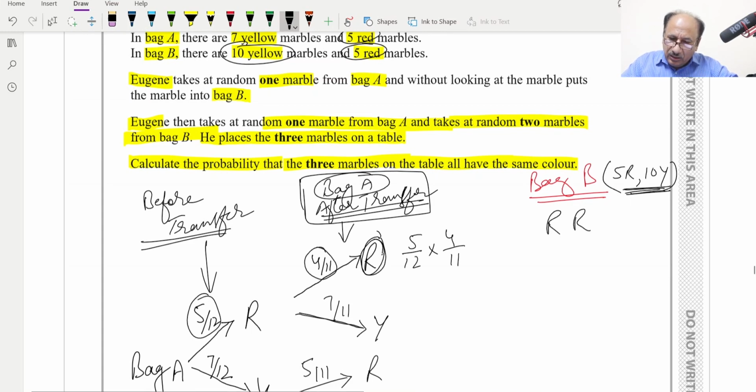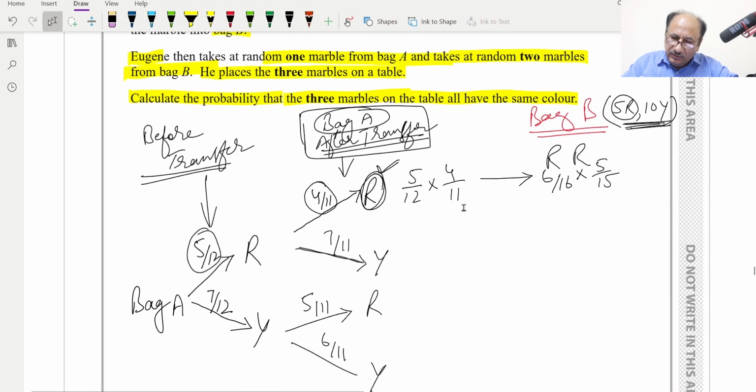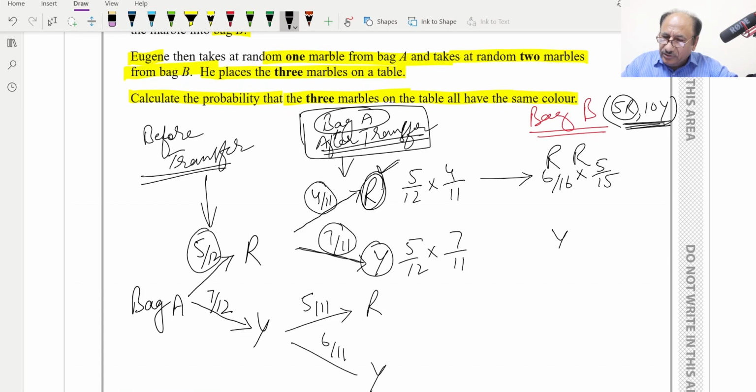So this red is transferred from bag A. Now this is 6 red on this side. So out of 6 we will be getting, and total will become 16. So 6 by 16, and the second one will be 5 over 15, one less. So these two probabilities can be one option. The second option will be, if this is yellow, probability will be 5 by 12, multiplied by 7 over 11. So we will reach this yellow, and on this side we require yellow and yellow.